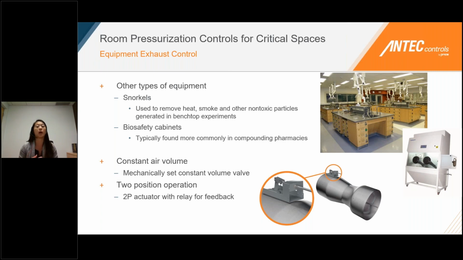So that's another reason why we also recommend Venturi valves instead of high accuracy terminal units in these types of spaces, because there's the flexibility of different configurations depending on the type of equipment you have in that space. Whereas if we were to use a high accuracy terminal unit, although we have the accuracy there, we will always need to provide it with a controller and an actuator, whether it's doing constant volume, variable air volume, or even two-position control.